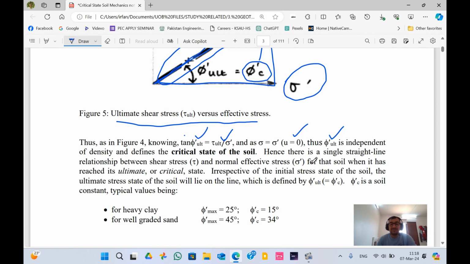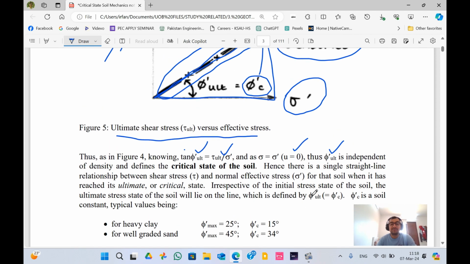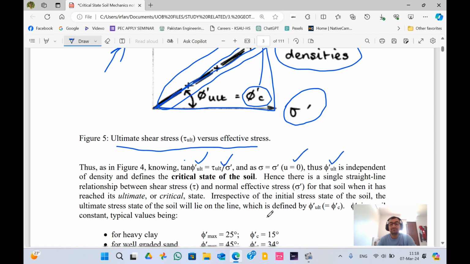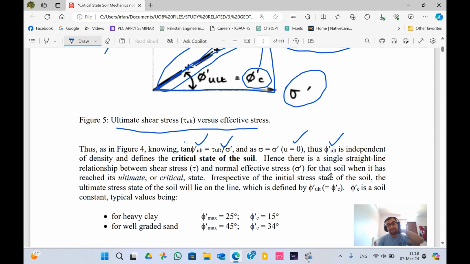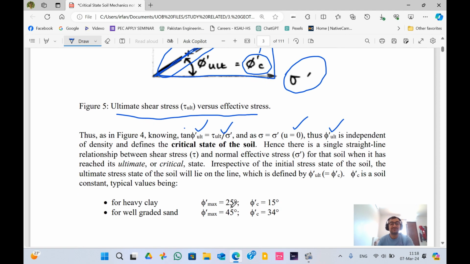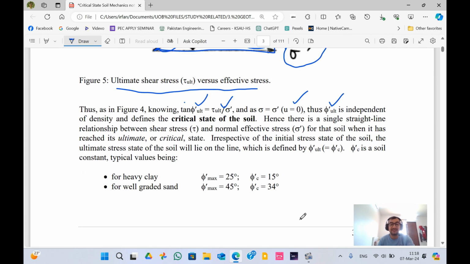Now, it is also explained that there is a single straight line relationship between shear stress and normal effective stress, like this one, for the soil when it has reached its ultimate or critical state. Because there will be a single line, obviously, every soil will shear, right? At the end stage the soil basically disintegrates after a load. Therefore, it has shown a single straight line between shear stress and normal effective stress for soil when it has reached its ultimate or critical state.